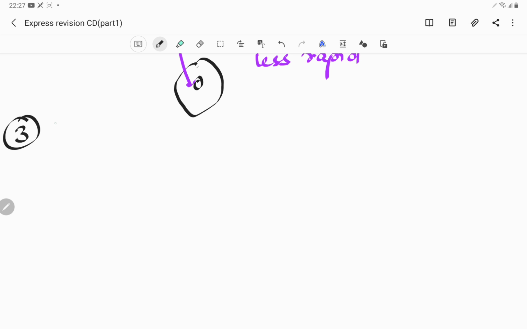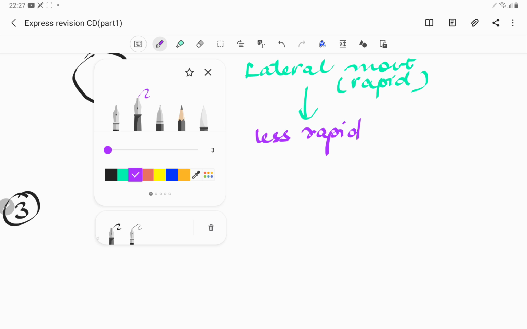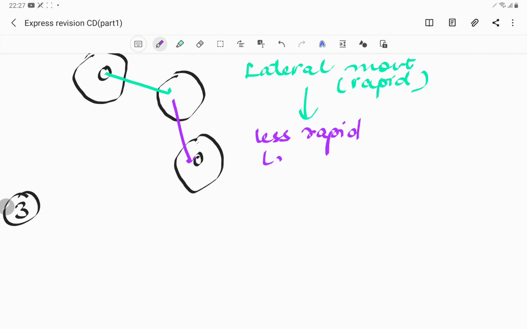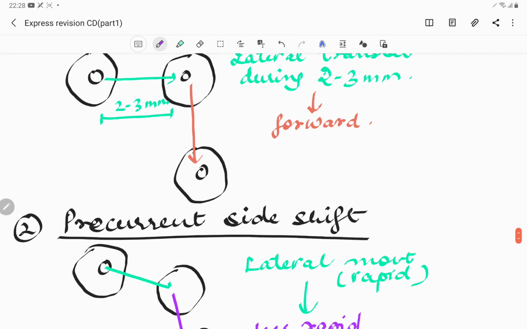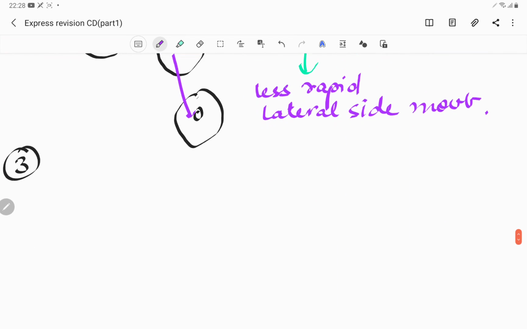The precurrent side shift is rapid lateral movement up to 2 to 3 millimeters, and then there is less rapid lateral side movement. In the immediate shift there was a forward movement, but in the precurrent side shift there is a lateral side movement.